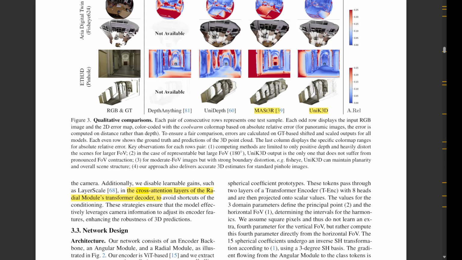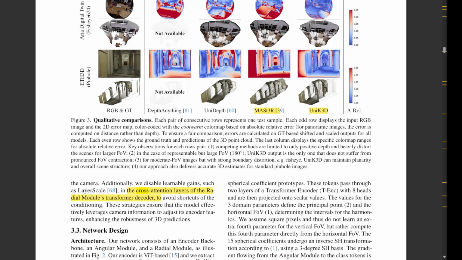What's the second strategy they use to make sure it handles wide angles robustly? That involves enhanced camera conditioning. They realized it wasn't enough for the angular module to just predict the camera geometry. They needed to make absolutely sure the radial module actually used that information effectively, especially early in training when the angular module's predictions might still be a bit noisy or uncertain.